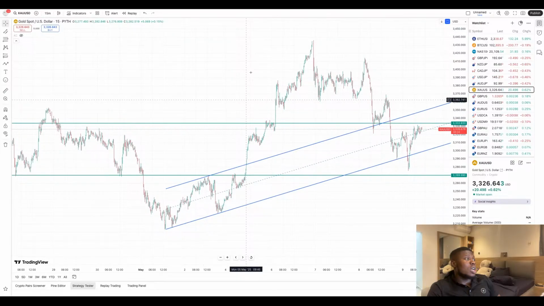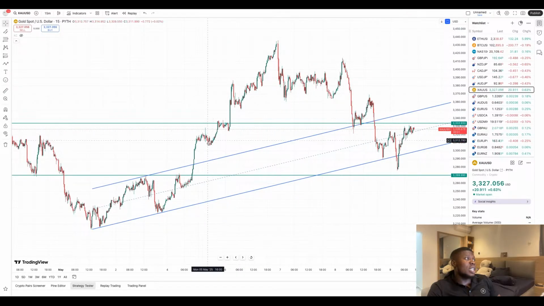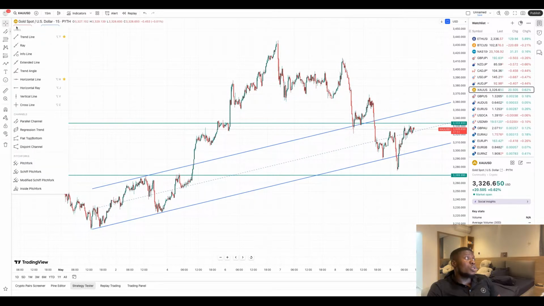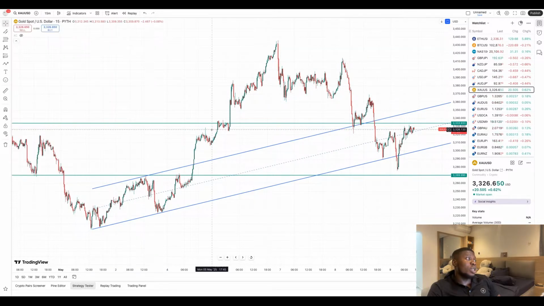So what forms outside this trend is more like a pattern forming outside of this trend. How would you draw your pattern? You draw your pattern from the breakout of a trend, the candlestick that broke out of the trend. That's why you need to use this parallel channel. So you determine the breakout of the trend. The breakout of the trend is this candlestick.